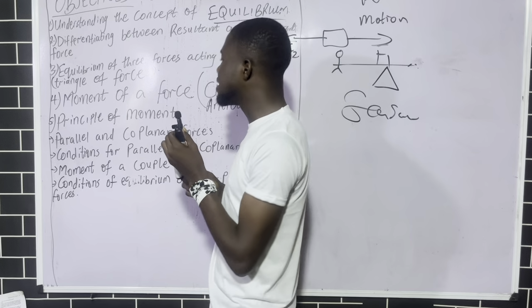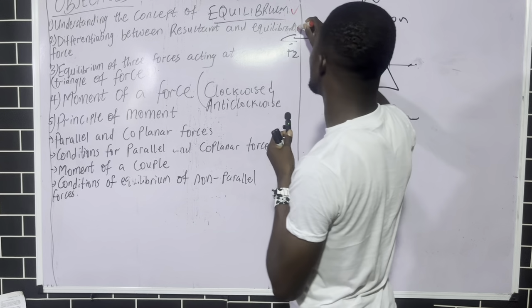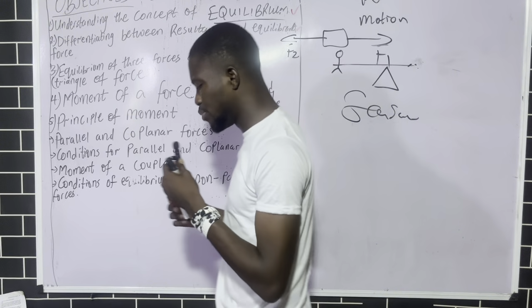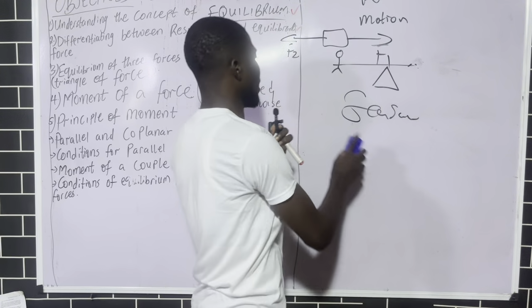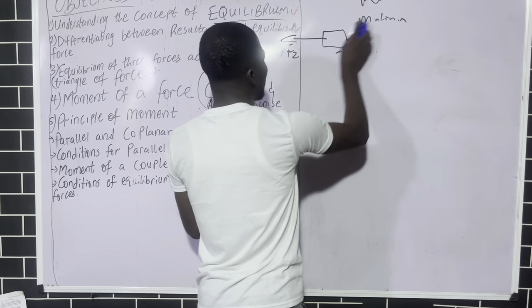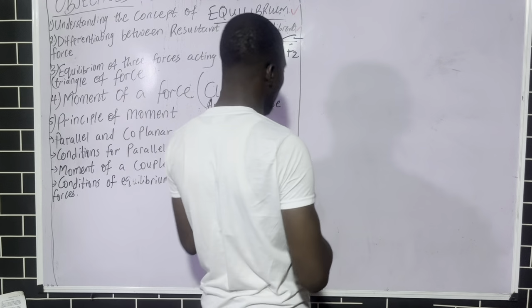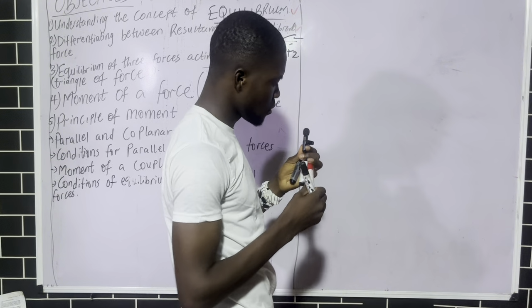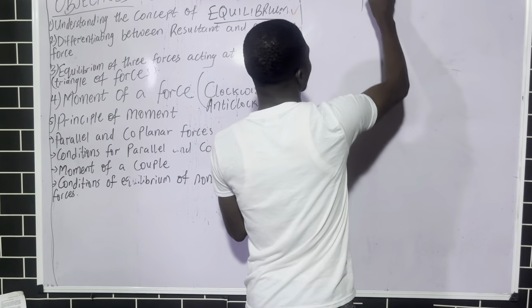So let's understand that. Equilibrium means what? Balance. Having discussed that, we are going to look at the next thing, differentiating between resultant and equilibrium force. This is very, very important that we know. So let's look at the resultant force first. The resultant force is the first thing we're going to be looking at in this video. Okay, let's move on. Resultant force.